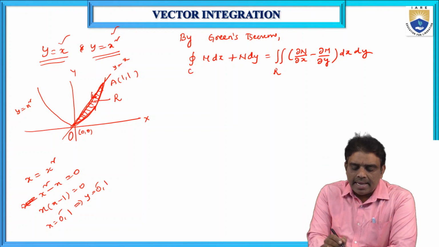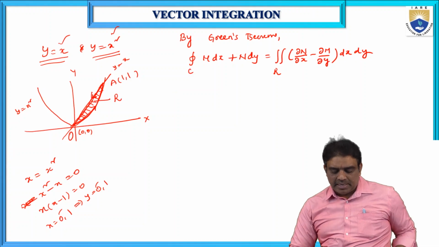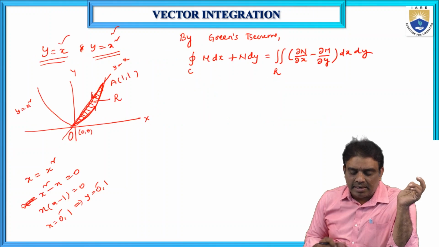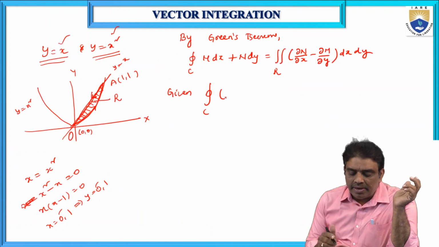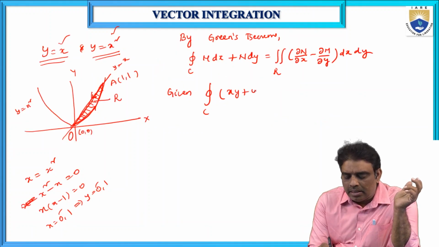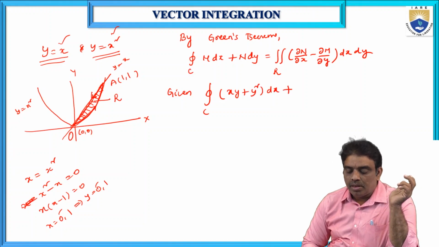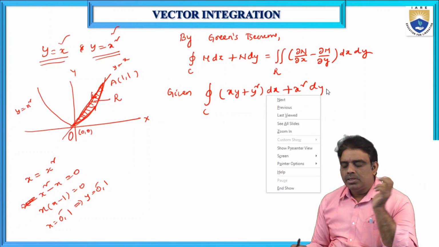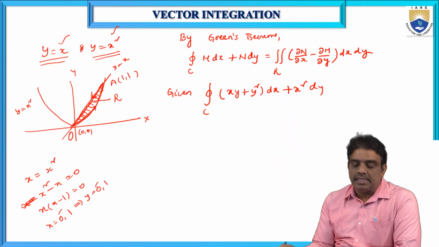So here the line integral is already given in the problem, integral M dx plus N dy. I will write here, given integral over the closed curve C, (xy plus y square) dx plus x square dy. So it is given already, and we have to verify Green's theorem.